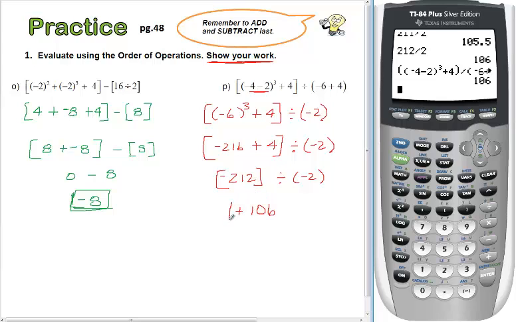Okay? So there's just a couple of examples of simplifying expressions using the order of operations BEDMAS rules.